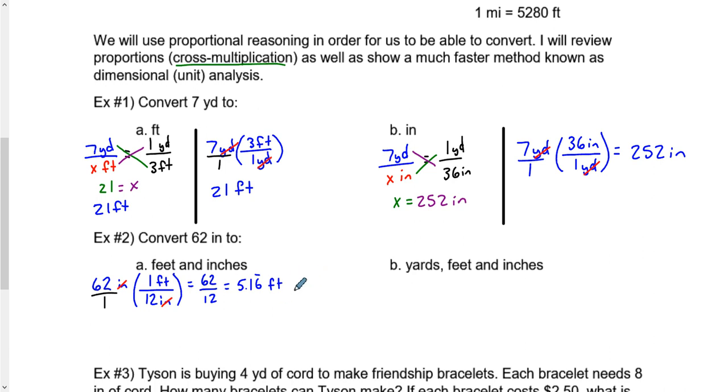We want feet and inches, so we need to find out what fraction of the foot this 0.16 is. This also means that we have 5 full feet. So if we want to say, oh yeah, we are 5 foot what? We can say it's immediately 5 feet. Then we can use another dimensional analysis and just go 0.16666 feet, and we're going to convert that into inches.